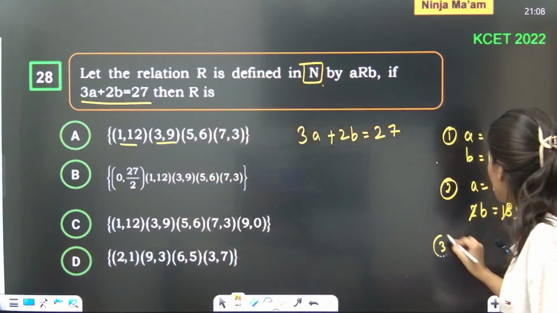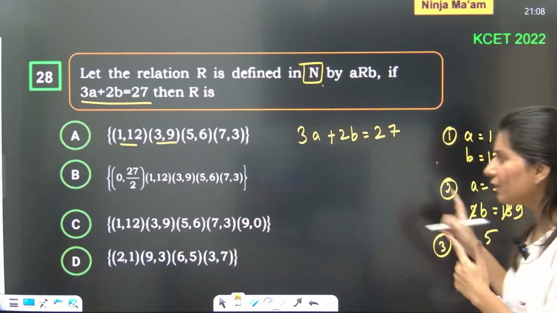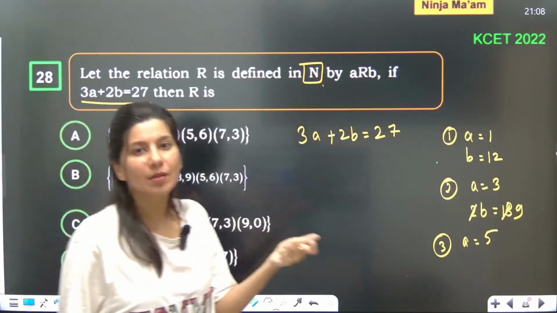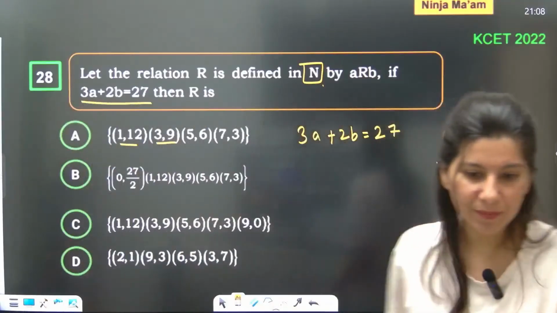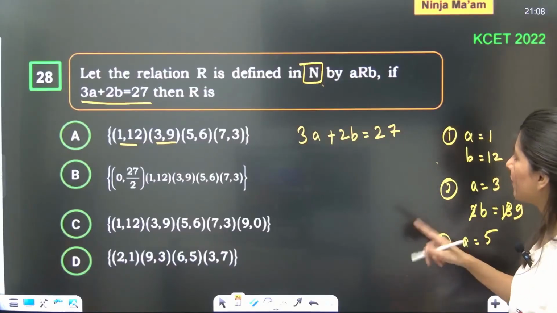Then the third option, A equal to 4, will not work. Then A is equal to 5. Because if you put A equal to 4, it will give you a non-natural number B. Okay. So if A is 5, then what will happen? Put 5. 5 3s are 15.